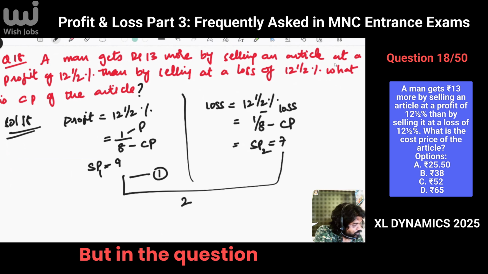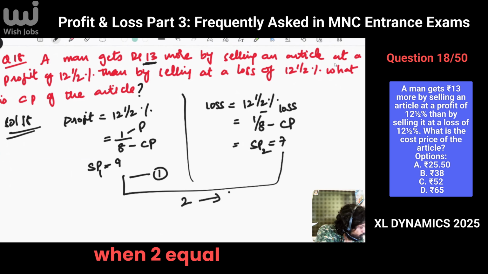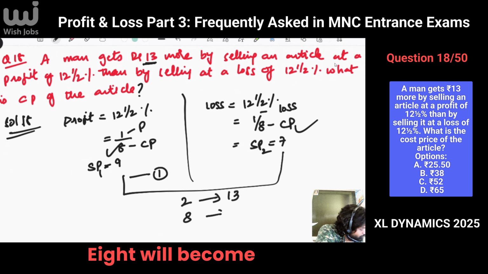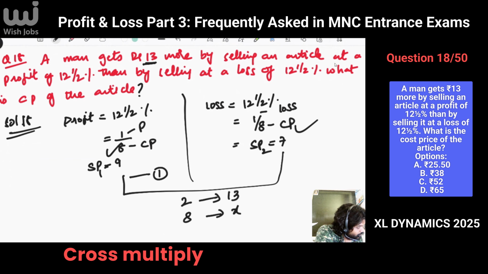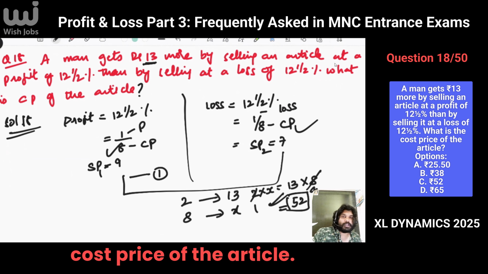But in the question, he said he is getting 13 rupees. When 2 equals 13, you need to find out the cost price. Cost price is 8. 8 will become X. Cross multiply. 2 into X equals 13 into 8. That means 2 ones are 2, 2 fours are 8, 13 fours are 52. This will be your cost price of the article.